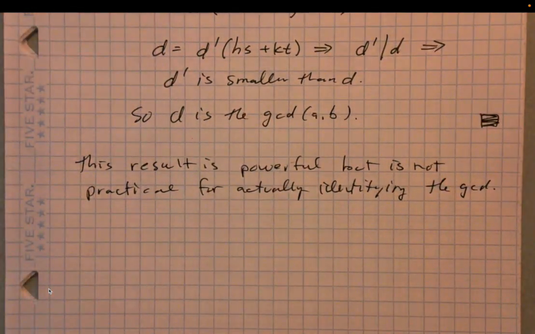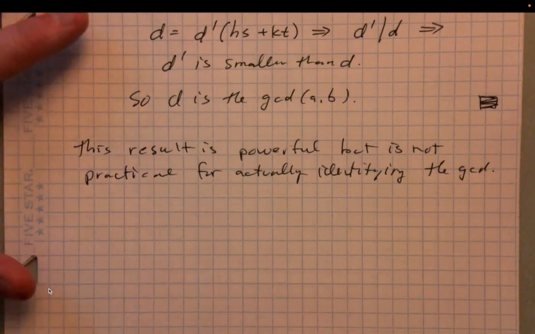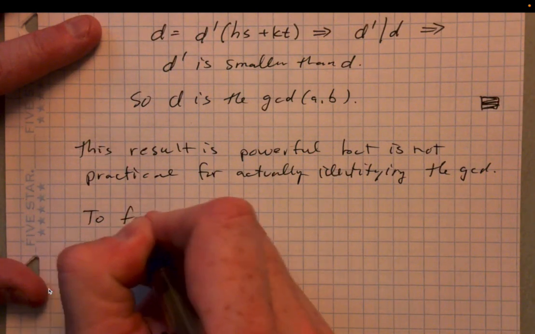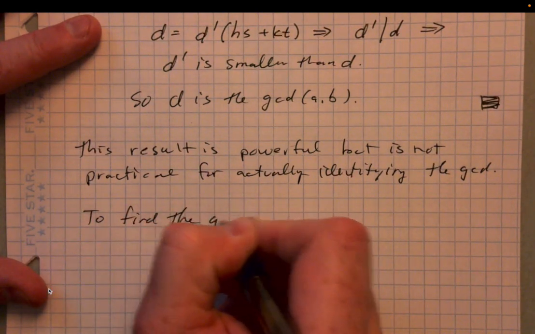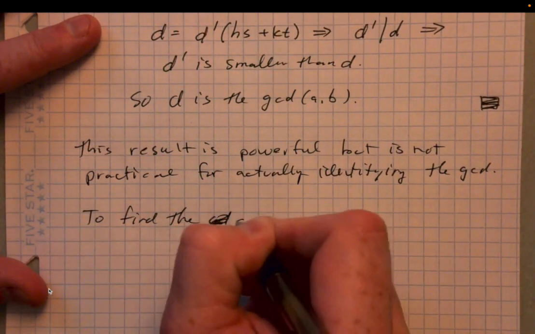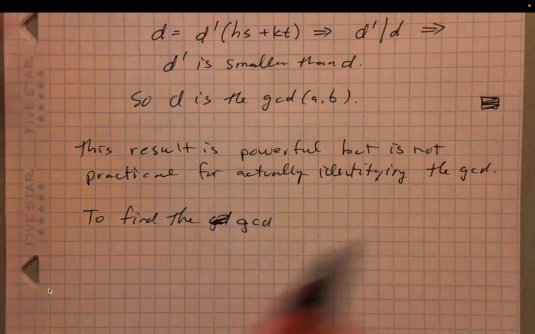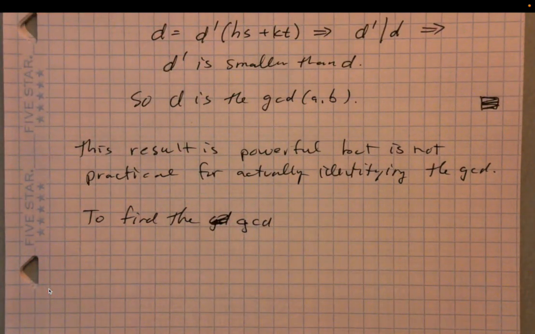Right, so it'll come up a lot. We'll use it to prove things. We'll use it to make assumptions about the form of the GCD, etc. But in practice, you wouldn't want to use it to find the GCD. To find the GCD, we'll actually use the Euclidean algorithm.